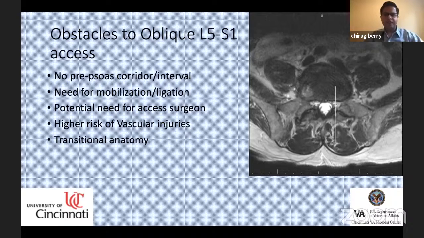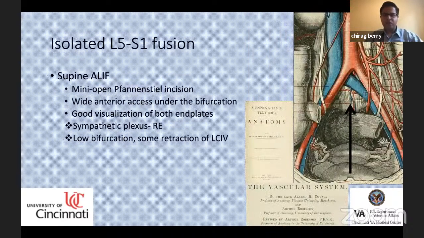So if you're treating only L5S1 and you're looking for good anterior approaches, a supine ALIF, or anterior lumbar interbody fusion, may be a great approach, since you are able to go directly under the bifurcation. You have a direct shot at it. You have good visualization of both the L5 and S1 end plates, and you're able to do a good interbody fusion. You can always do it minimally invasive with a small mini-open transverse Pfannenstiel incision, rather than making a midline incision and creating a larger defect in the anterior abdominal wall.